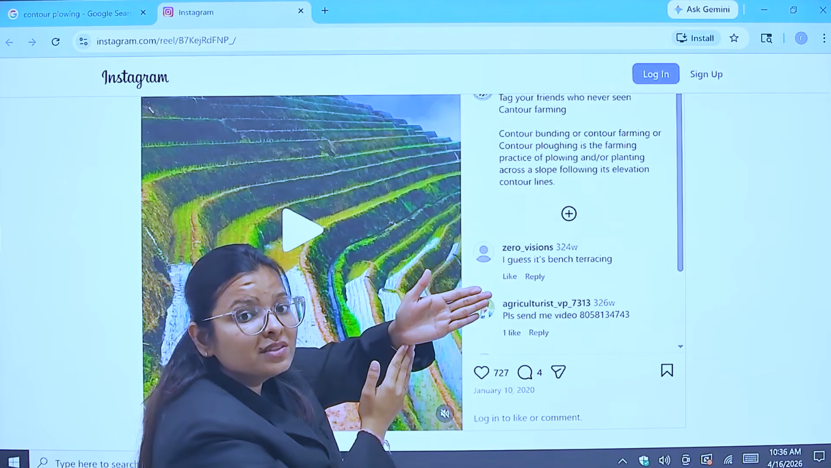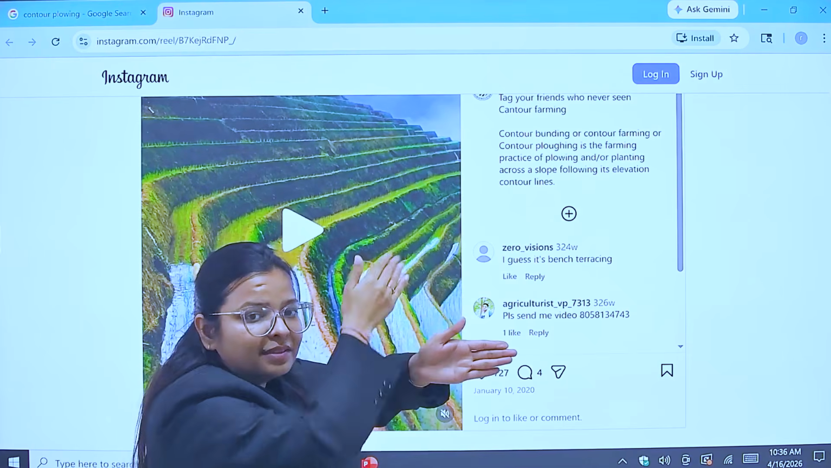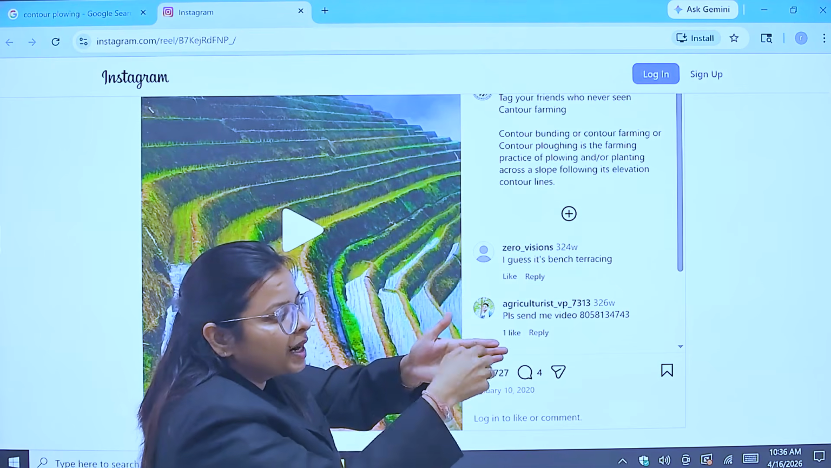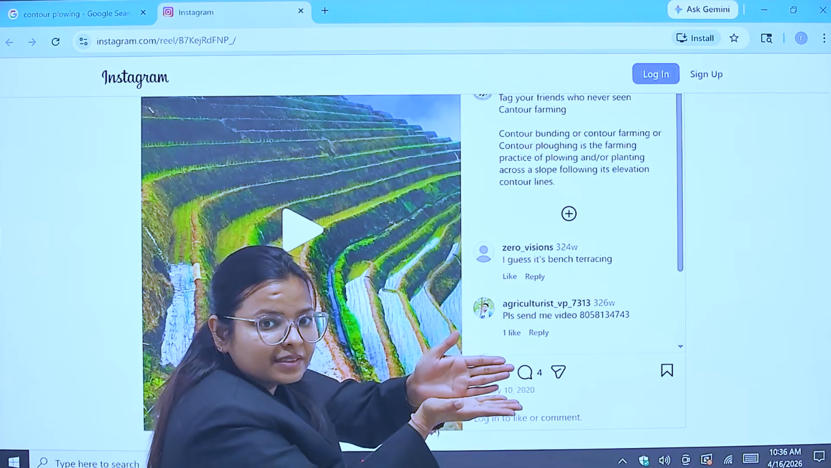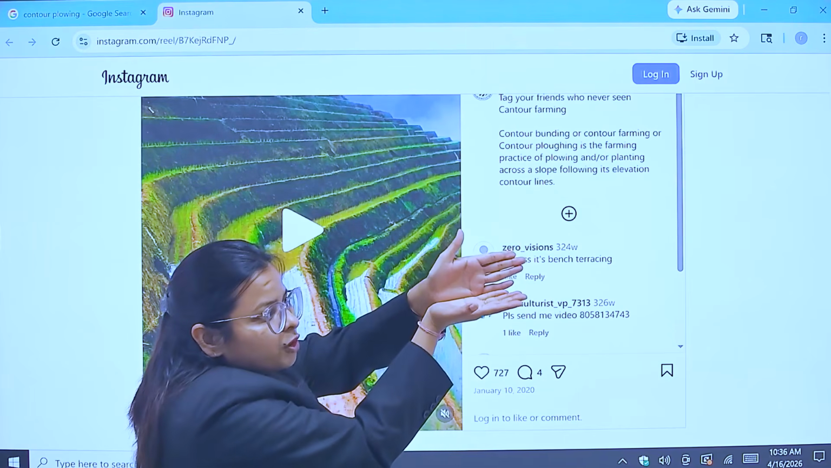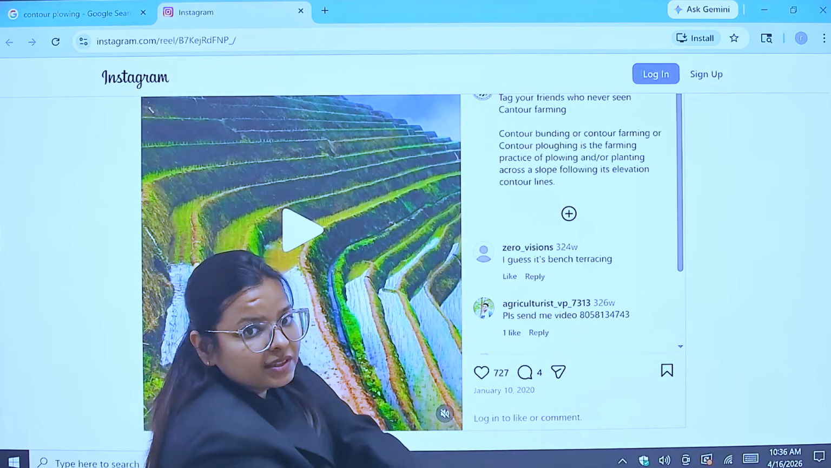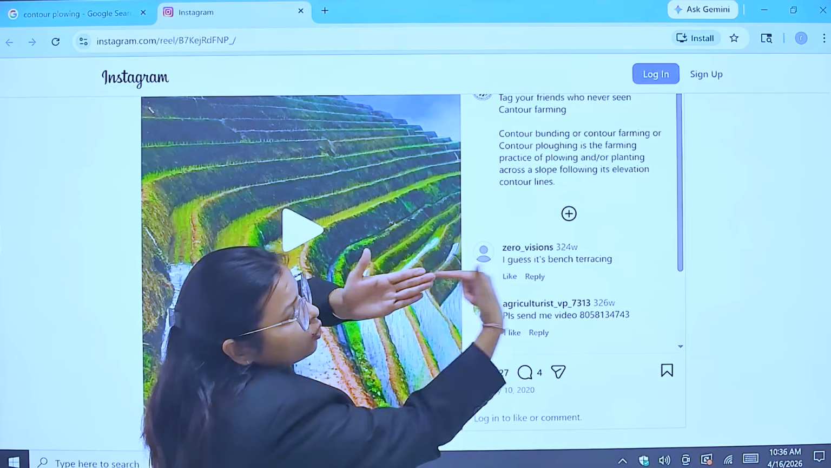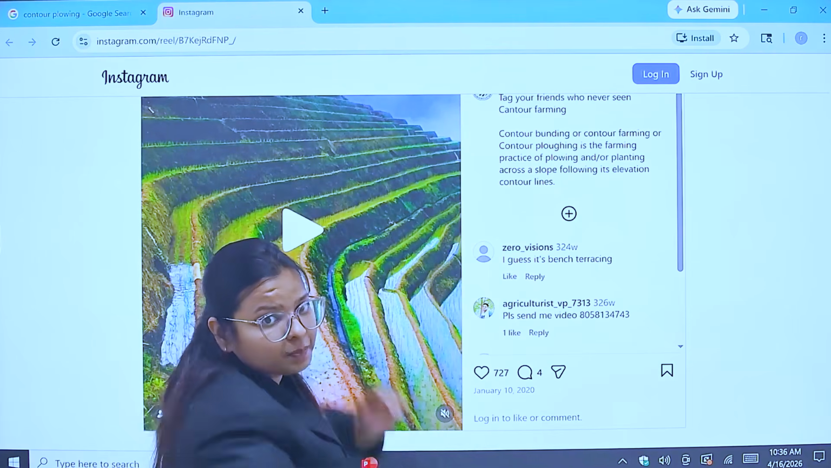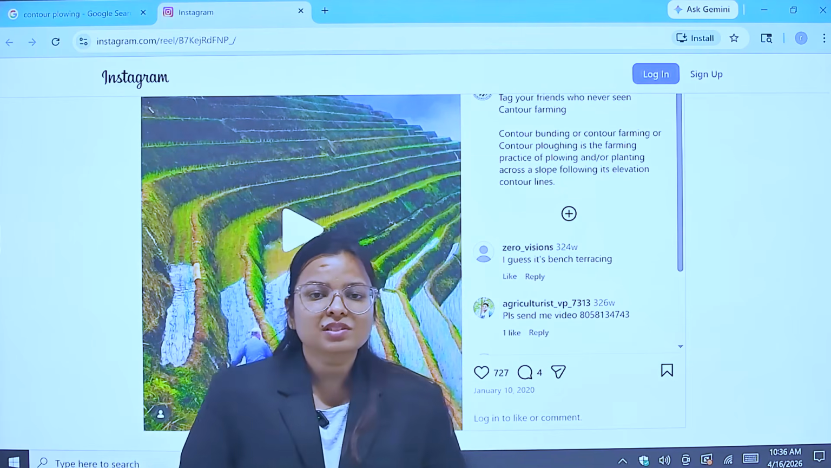And what we do in terracing is cut across like this. We cut this part and make a step here, and cut this part and make a step here. So this is step formation. But what are we doing in contour flowing? We are going along with the walls. So this is your contour flowing.